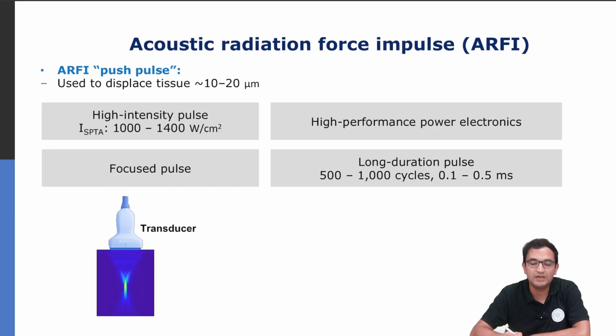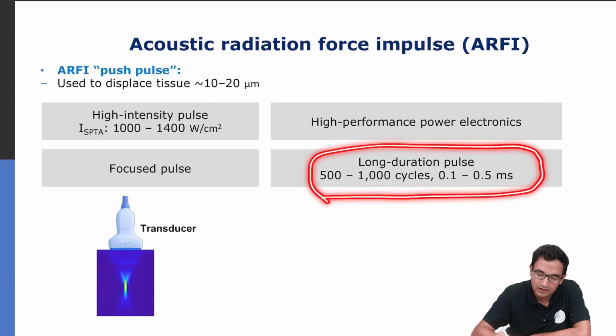Because this push pulse needs thousands of watts per centimeter squared, your power electronics should be able to deliver this kind of intensity and therefore should be high performance. The beam is focused because when you focus the beam, your ability to cause the displacement actually increases.